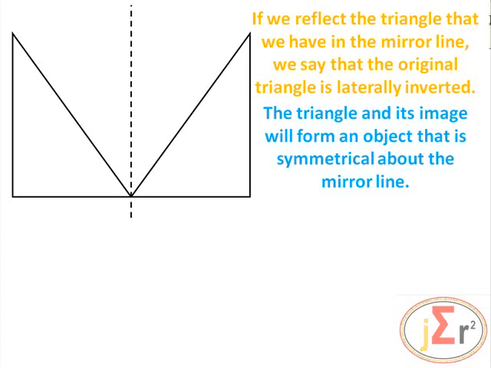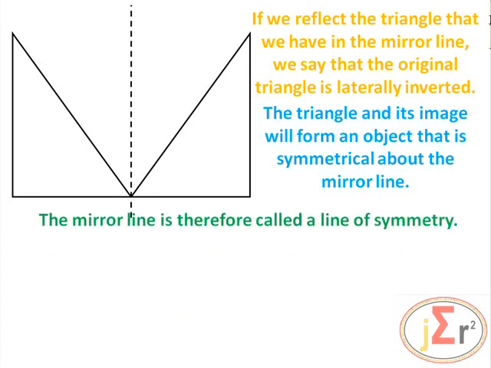When we reflect one half of an object in a mirror line and the other half is formed, then the mirror line is now playing the role of an axis of symmetry. The mirror line is therefore called a line or axis of symmetry.